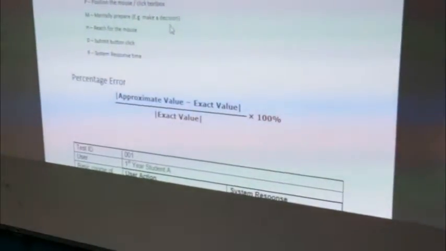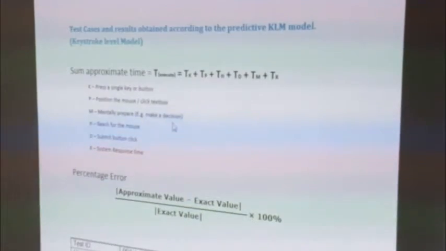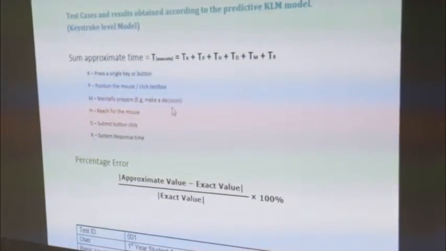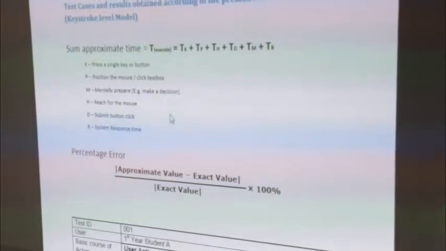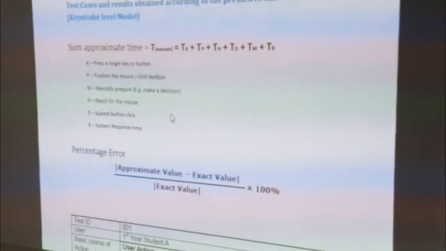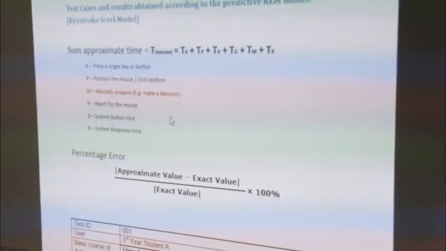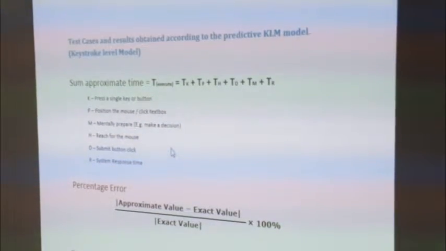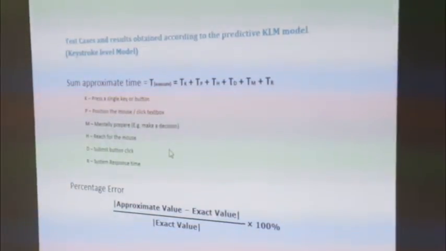And here, in the predictive model, there is something called keystroke level model. Did you use this? Yes, keystroke level model. Here K is used for single key or a button, position of the mouse or clicking a text box, and mentally prepare is M, and reaching for the mouse, and submit. You removed mental preparation time for these things using this keystroke. Yes, sir.